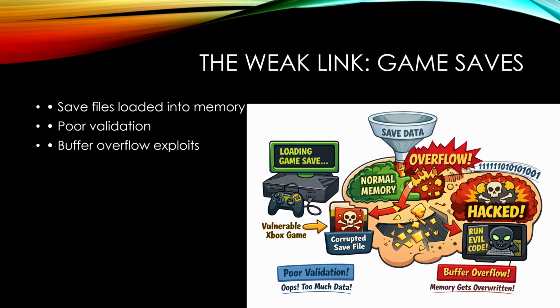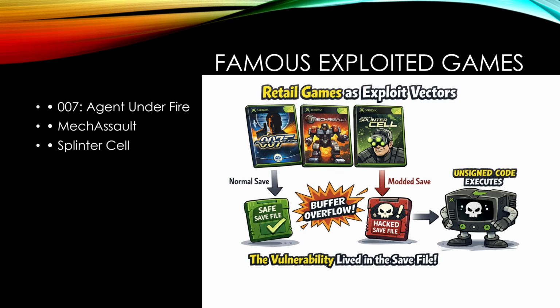The biggest weakness was game save handling. Some games loaded saves into memory without strict validation, allowing memory overflows. In using game exploits, retail games like 007 Agent Under Fire, Mech Assault, and Splinter Cell became exploit vectors because the vulnerability lives in the save game itself.